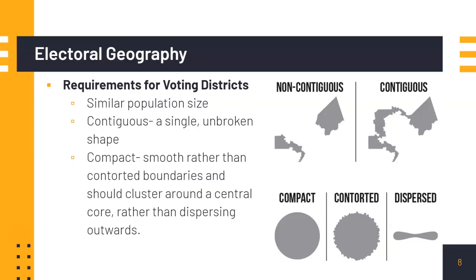Lastly, voting districts should be compact. Compactness refers to the shape of the district's boundaries. Ideally, districts should have smooth, regular shapes rather than contorted or irregular ones. The goal is for the district to cluster around a central core rather than stretching outwards in odd or far-reaching patterns. This helps create districts that are logical and easier to represent. By following these guidelines, districts can be more fairly drawn and better represent the communities that they serve.